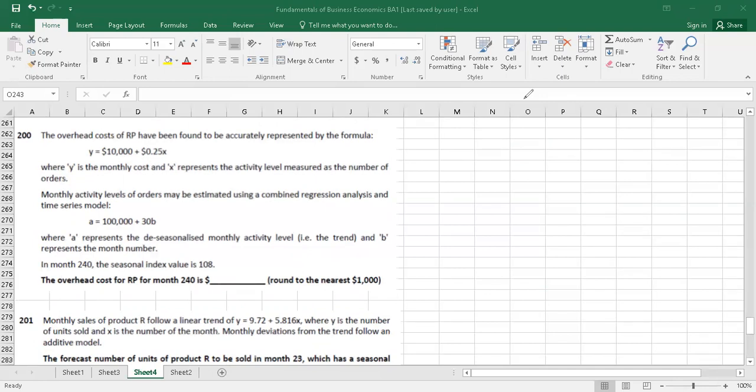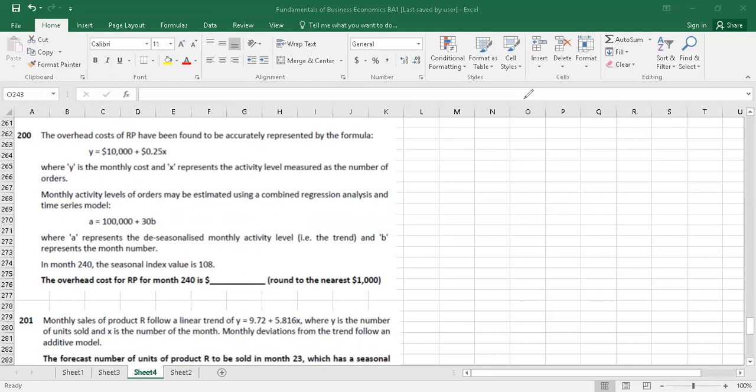We see the overhead cost of RP have been found to be accurately represented by the formula Y is equal to 10,000 plus 0.25X, where Y is the monthly cost and X represents the activity level measured as the number of orders. Monthly activity levels of orders may be estimated using a combined regression analysis and time series model. A is equal to 100,000 plus 30B, where A represents the deseasonalized monthly activity level, that is the trend, and B represents the month number. In month 240, the seasonal index value is 108. The overhead cost for RP for the month 240 is dash.